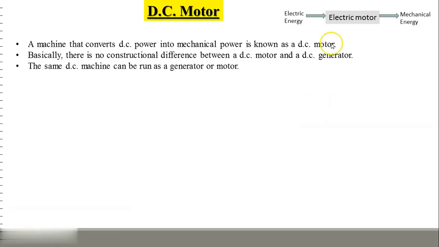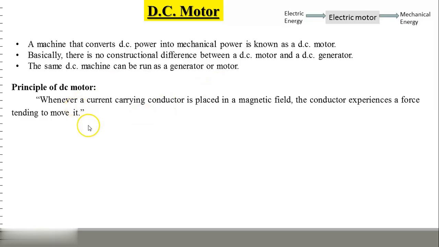Let us know about the functional block diagram of DC motor. Basically, electric motor is an electric machine. It converts electric energy into mechanical energy. But now we are going to discuss about DC motor. A machine that converts DC power into mechanical power is known as DC motor. Basically, there is no constructional difference between DC motor and a DC generator. The same DC machine can be run as a generator or motor.